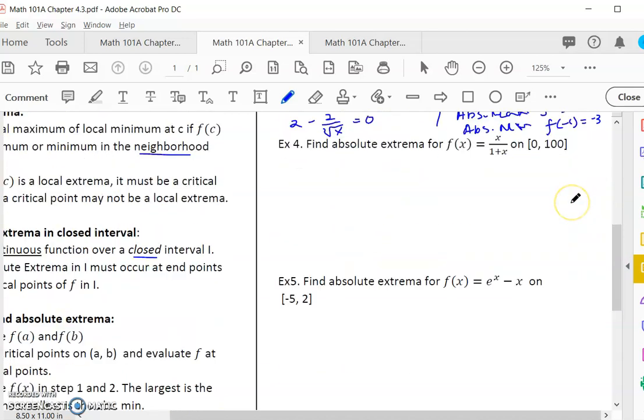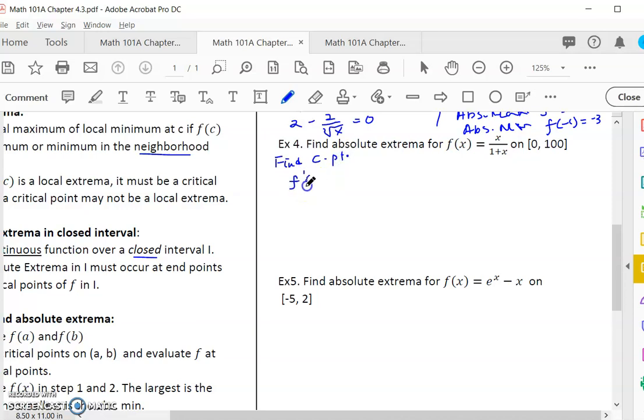Okay, do one more. This is f of x equal to x over 1 plus x on 0 to 100. Closed interval, is this continuous? You have to make sure that it's continuous. Where is it not continuous? It's not continuous at x equal to -1, which is outside this domain. So we are safe. Make sure that you have absolute max and min. So find the critical points.